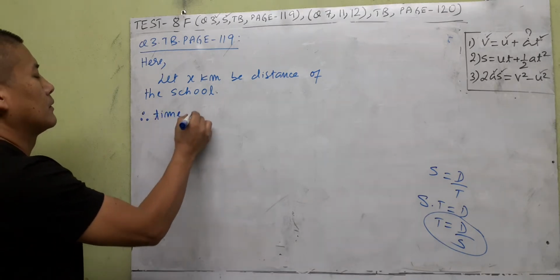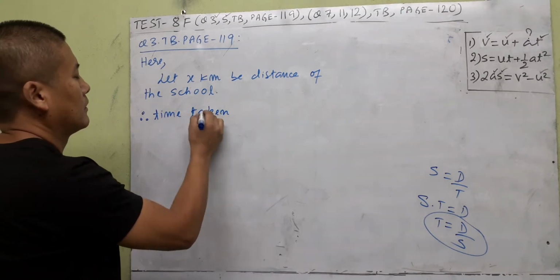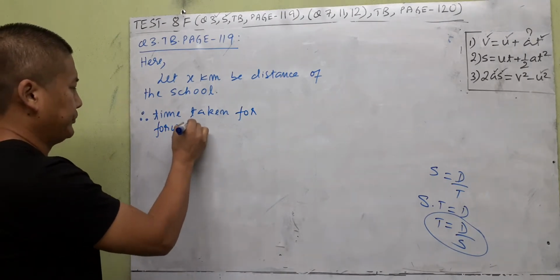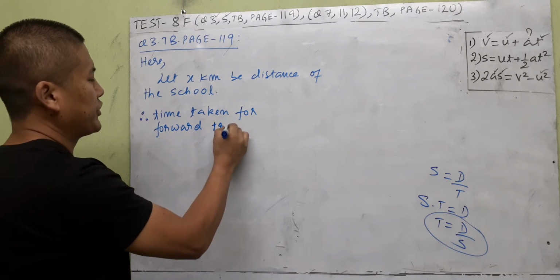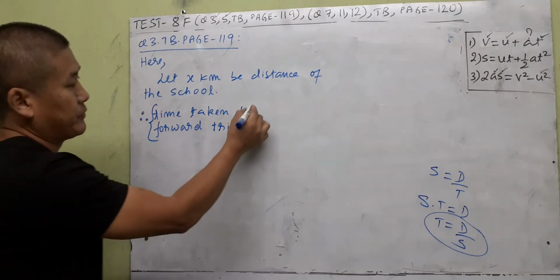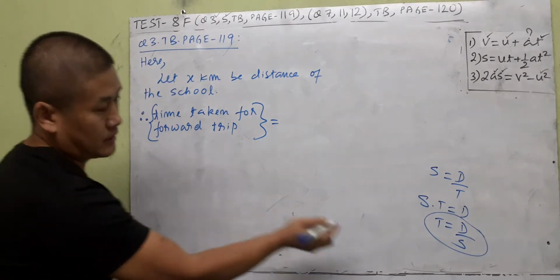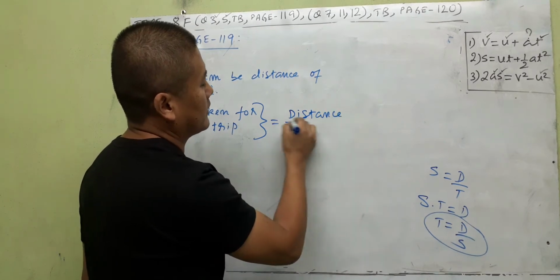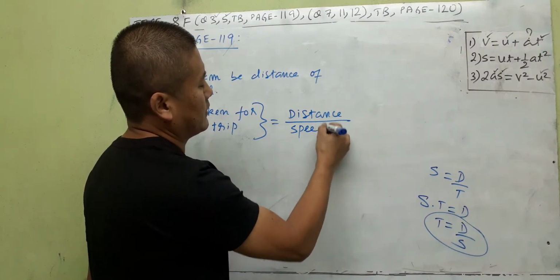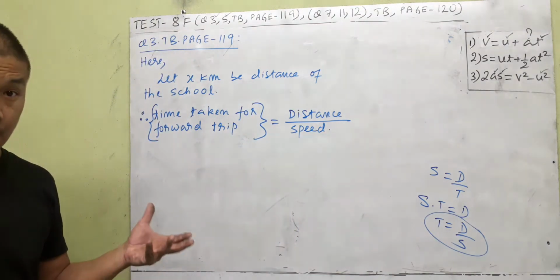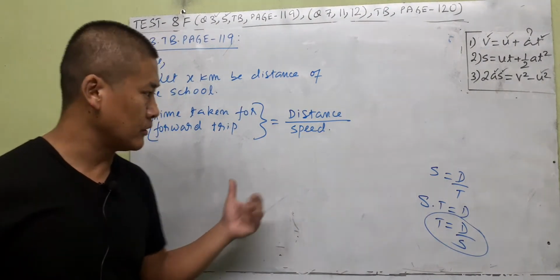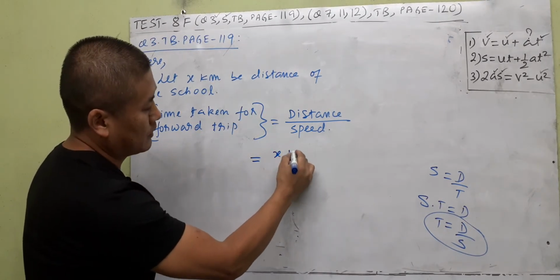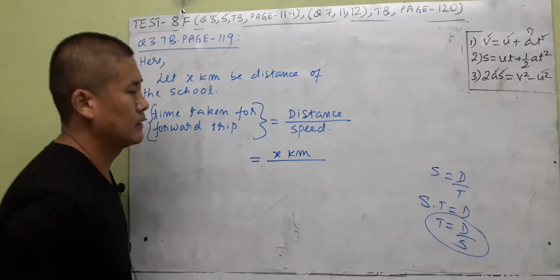time taken for forward trip. That means his journey from home to school will be called the forward trip, okay? So time is just now distance by speed. So just write that once. We know this is the formula, distance by speed. So let us write it down. Okay, I hope you're following. Okay, that's good. Now next here, distance is x from home to school, x kilometer, divided by speed.